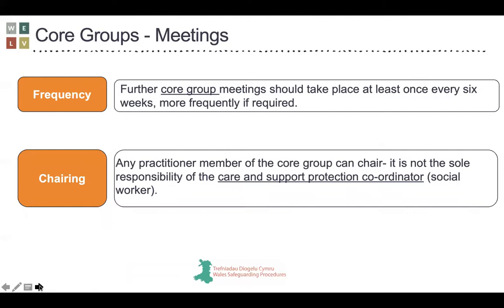Any further core group meetings that need to take place should take place at least once every 6 weeks, but more frequently if the core group determine that this is necessary. Another key point to note in relation to core group meetings is that whilst the care and support protection coordinator will convene the core group, any practitioner member of the core group can chair the core group meetings. It is not the sole responsibility of the care and support protection coordinator.